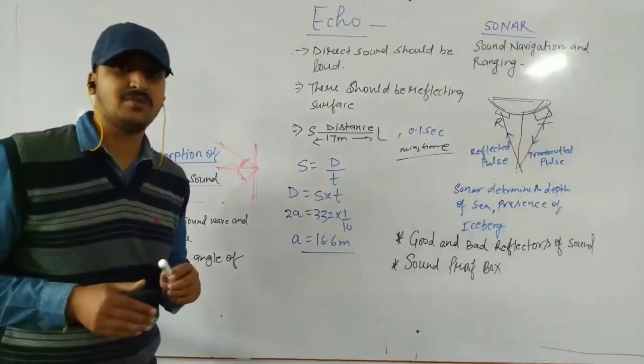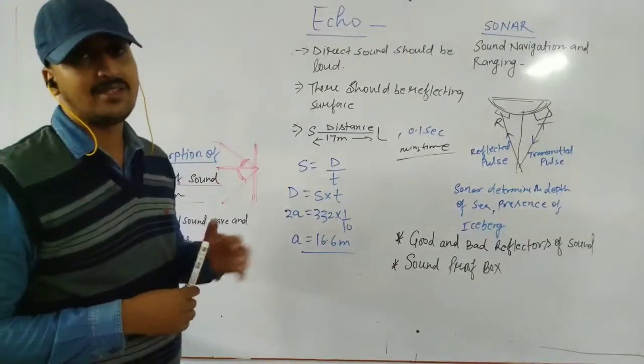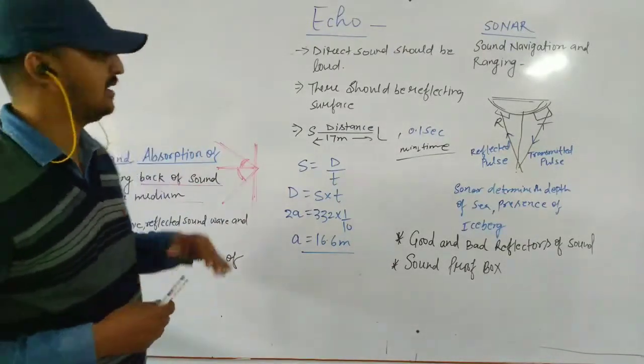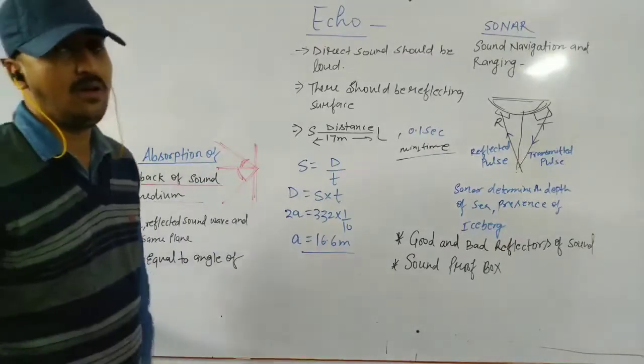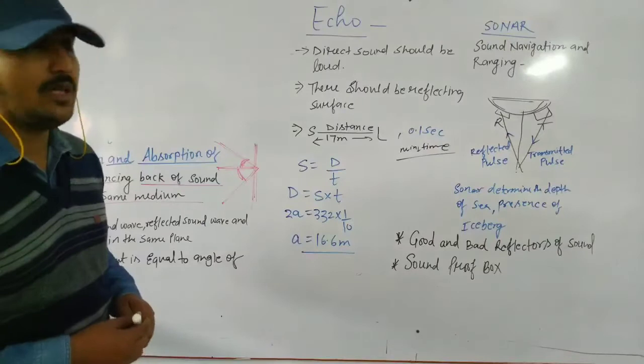There are different types of surfaces available. In some places sound will be absorbed, and in some places sound will be reflected. So this is the law of reflection of sound. The second term is echo. What is echo of sound?